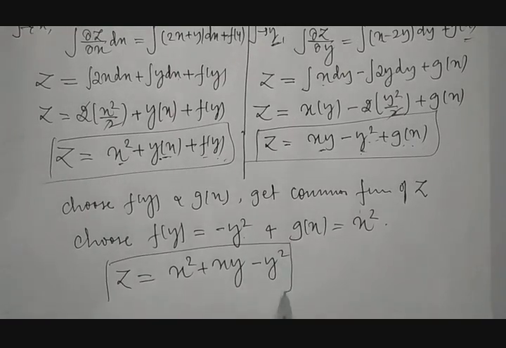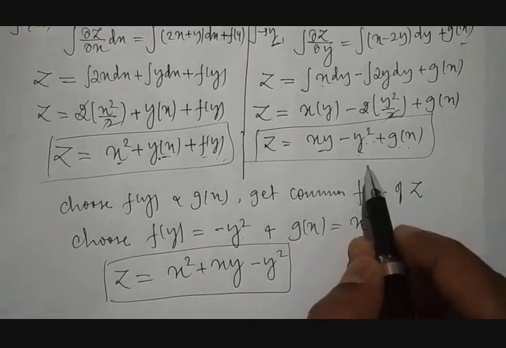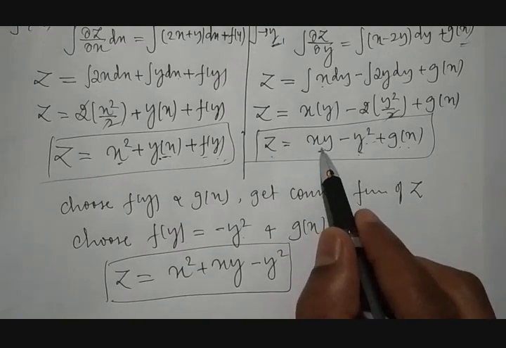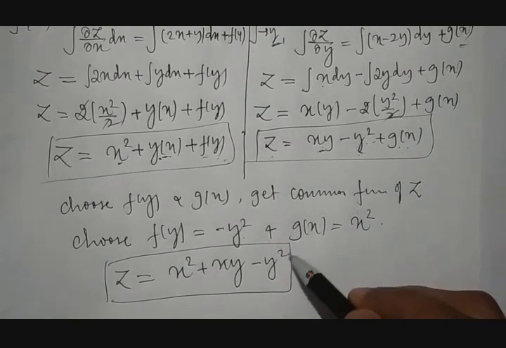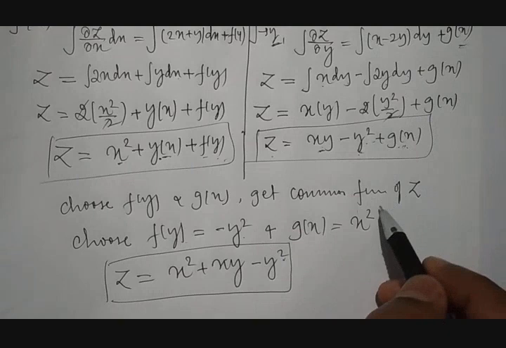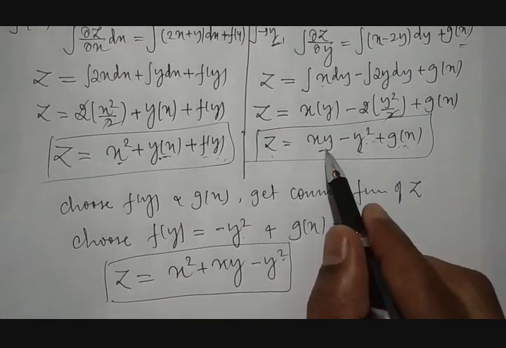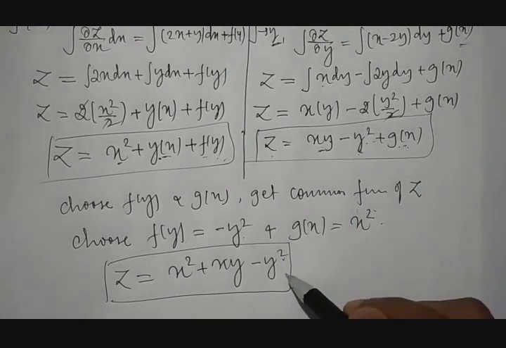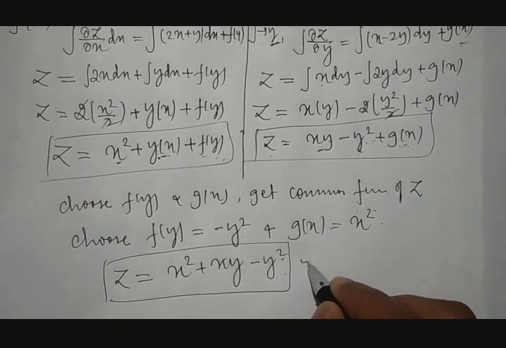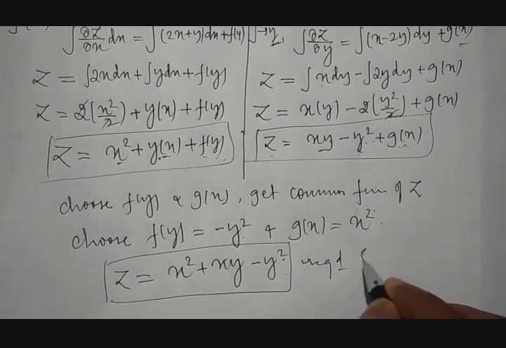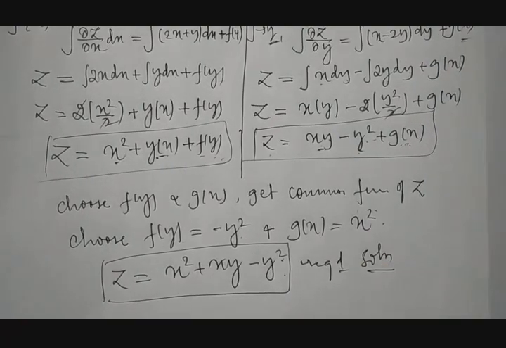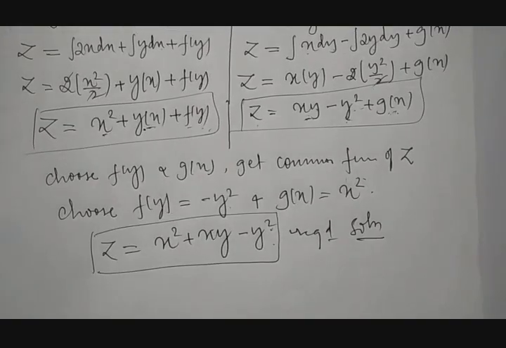Whether we will be getting the same result through this, let us check. z is equal to xy, yes, minus y square, yes, g of x is equal to x square. So we will be getting xy minus y square plus x square. So this is the required solution for the given set of simultaneous equations. Thank you.